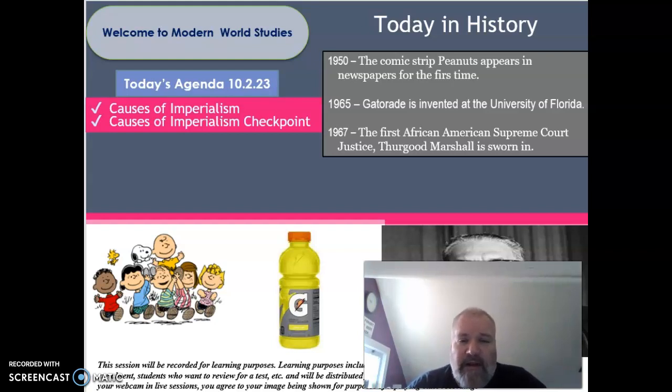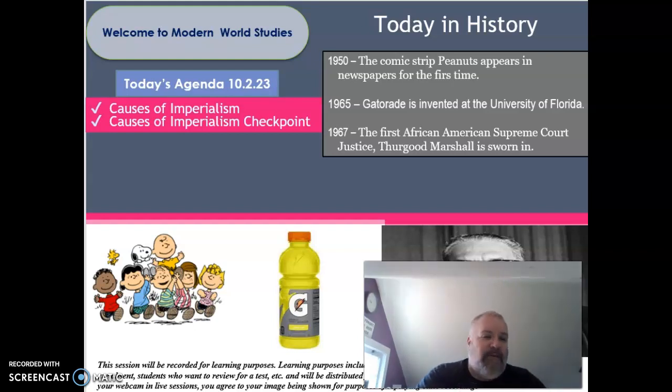So today in history, Peanuts, the Charlie Brown comic strip, appeared for the first time. And maybe this might be surprising, but it's 73 years old. And the creator of Peanuts, Charles Schulz, he just died not that long ago. So definitely within your lifetime.